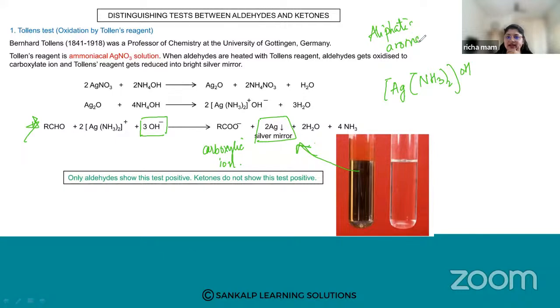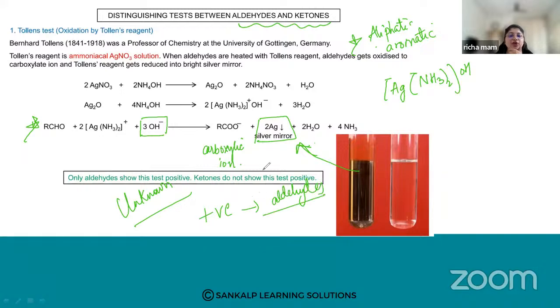So both these aldehydes will show you the Tollens test. When we are distinguishing between aldehydes and ketones, suppose we have an unknown carbonyl compound. If we do the Tollens reagent test and it gives a positive result, what does it mean? That it is an aldehyde. So aldehydes will show the positive test for Tollens reagent.